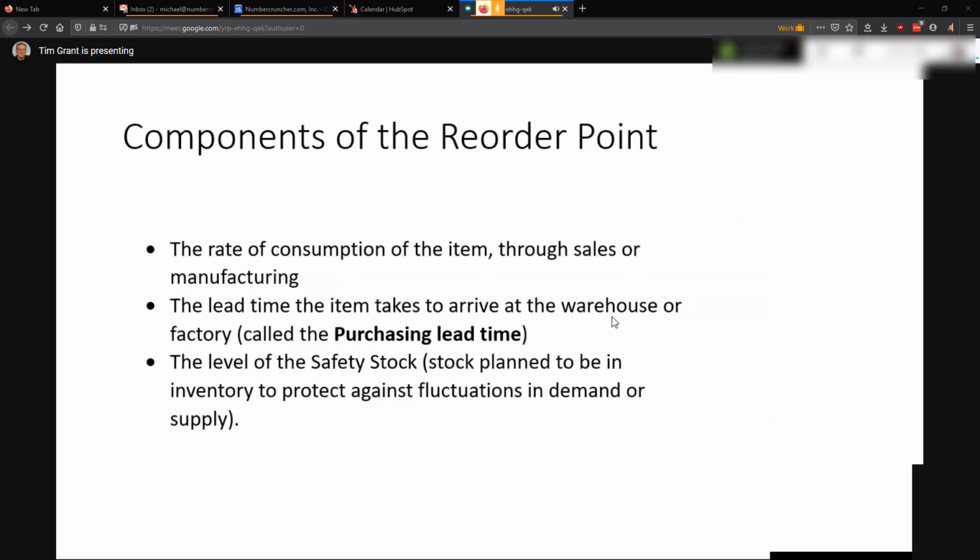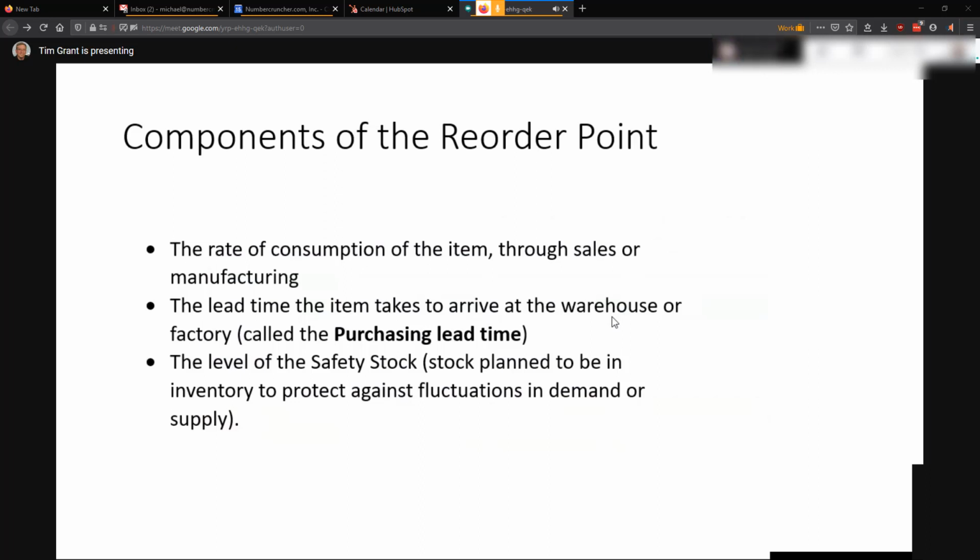The reorder point, also known as the ROP, is the inventory level at which an order is triggered to replenish the inventory stock. Inventories are consumed over time so that upon reaching the ROP, the item is reordered. Each item or SKU has its own reorder point. Essentially, the reorder point lets you place an order at the right time before the stock reaches the replenishment limit. The components that go into calculating that reorder point are the rate of consumption of the item, the lead time the item takes to arrive at the warehouse, called the purchasing lead time, and the level of the safety stock. This is stock that's planned to be in inventory just in case to cover fluctuations in demand and supply.